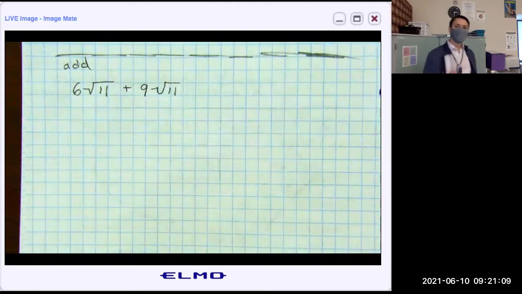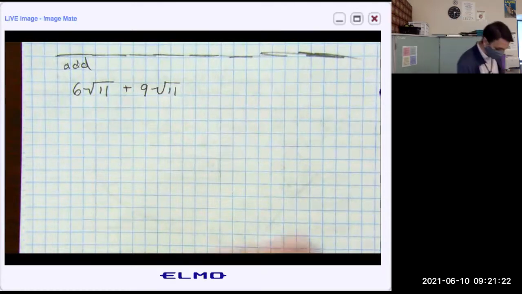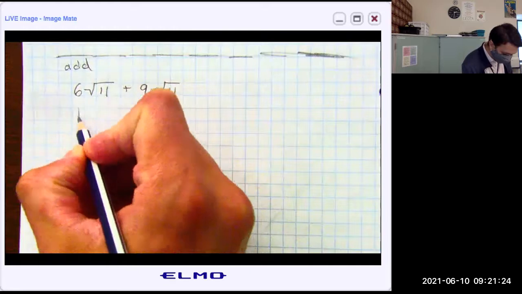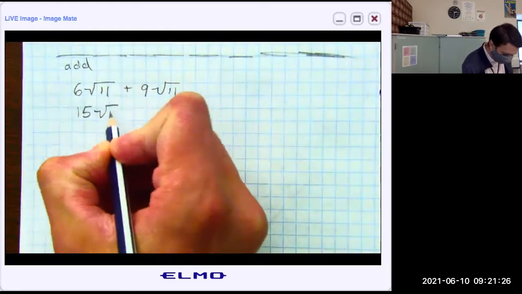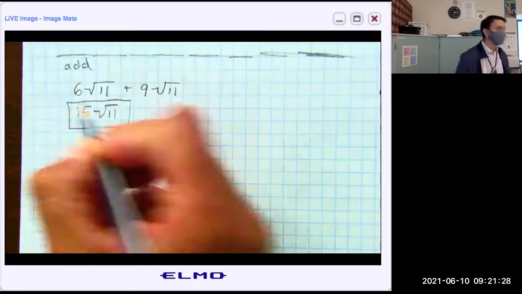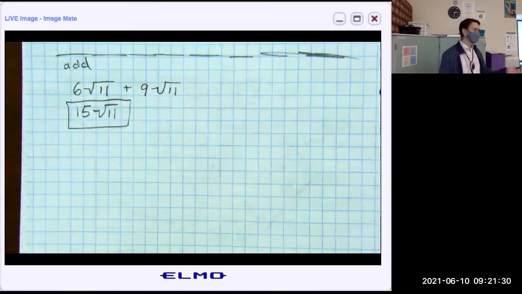Well, you treat the square root of 11 as just like its own number. It's a number, right? The square root of 11 is something. We don't know what it is, but it's a number. So this is 6 times a number plus 9 times the same number. So what do you get when you add them? You get 15 times whatever that number is. 6 times something plus 9 times the same thing is just 15 times whatever that thing is.